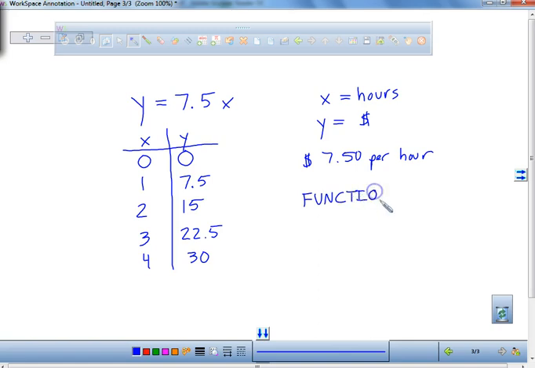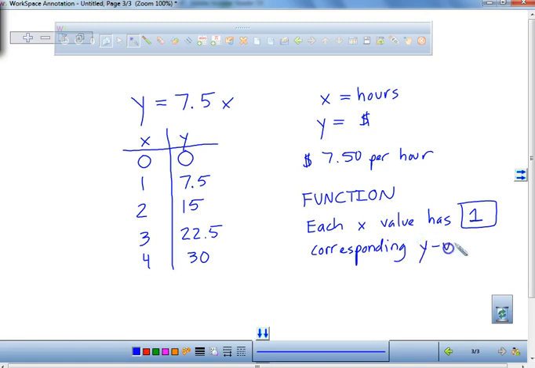This is a function. And here's what I want you to write down, the definition of a function. A function means each x value has exactly 1 corresponding y value. Which means, in a function, each one of these values, known as your independent. So your x values right here, what do we call those? We call those your independent.